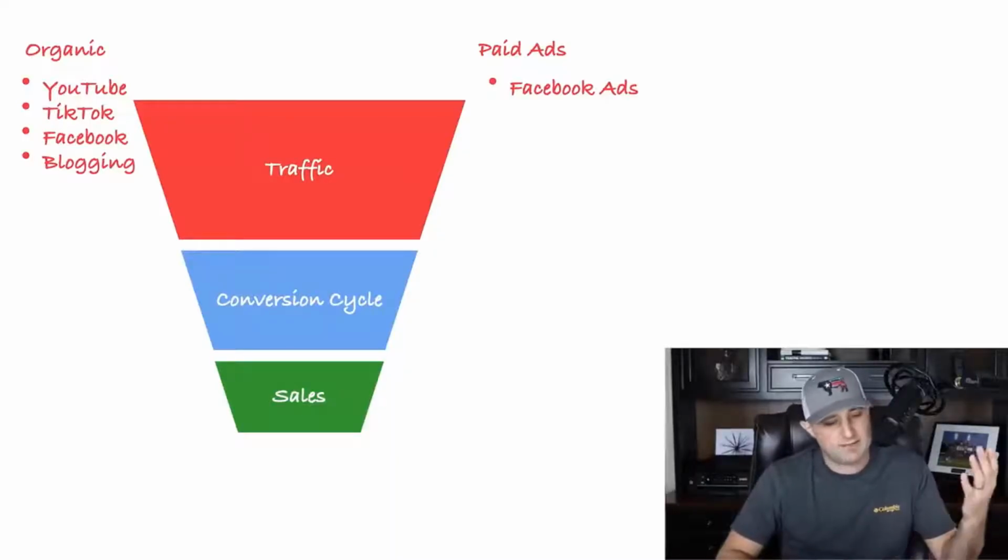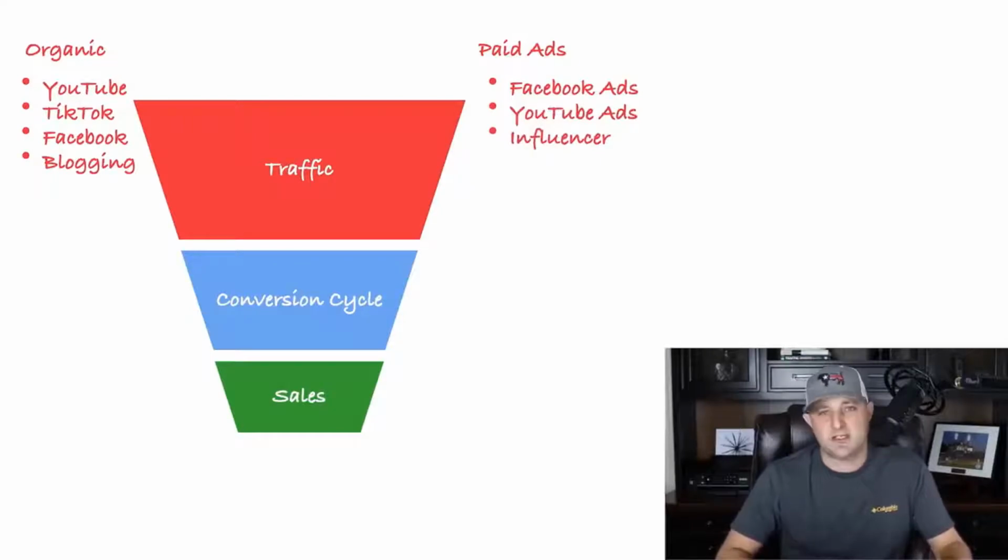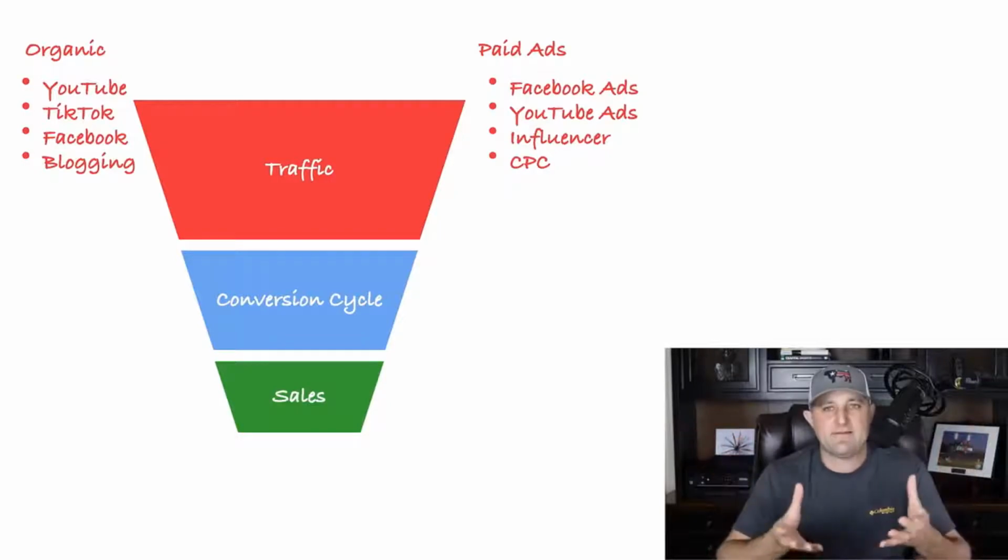But paid ads, they can be things like Facebook ads, YouTube ads. You can pay an influencer for a shout out and have them direct people to your funnel, or even cost per click, like Google ads or whatever. So anyways, that's the first thing that happens. We need to drive traffic into our conversion cycle, as I call it. So a conversion cycle is basically everything else, and that's what gets people to buy.